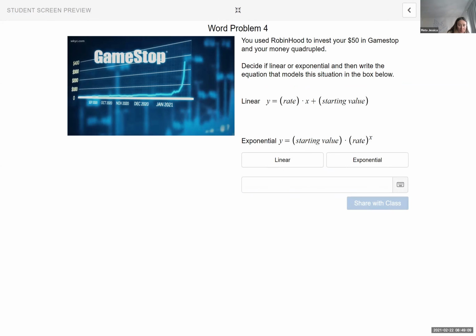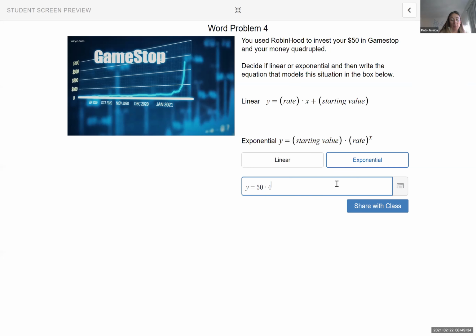And then here we've got GameStop. Use Robinhood to invest your $50 in GameStop and your money quadrupled. Quadrupled is the keyword that means multiply by 4. So this one will be exponential because it's a multiplication pattern. So I'd say y equals, I started with $50 times quadruple, 4 to the x power.